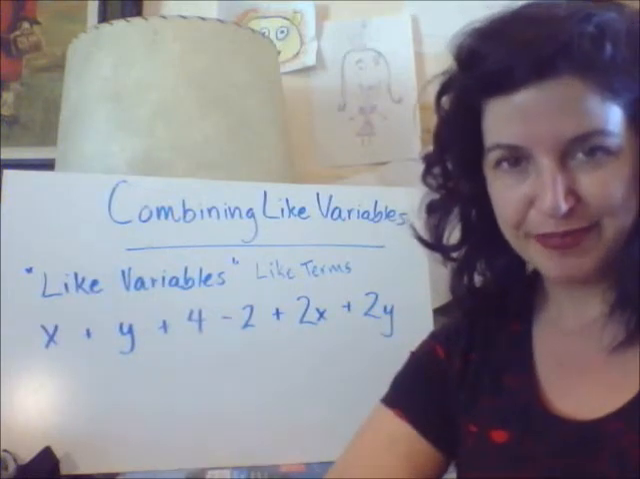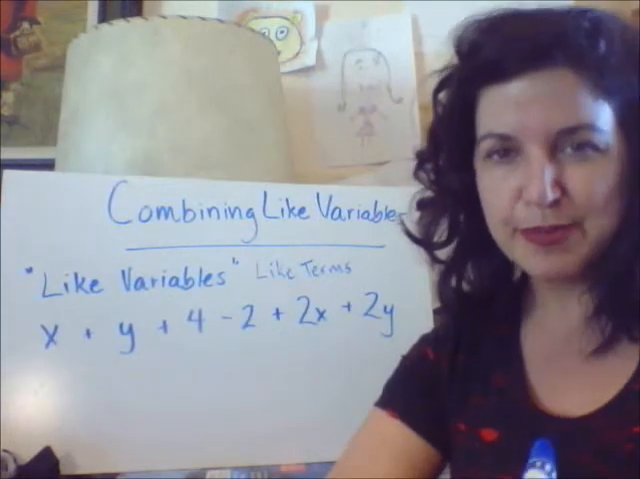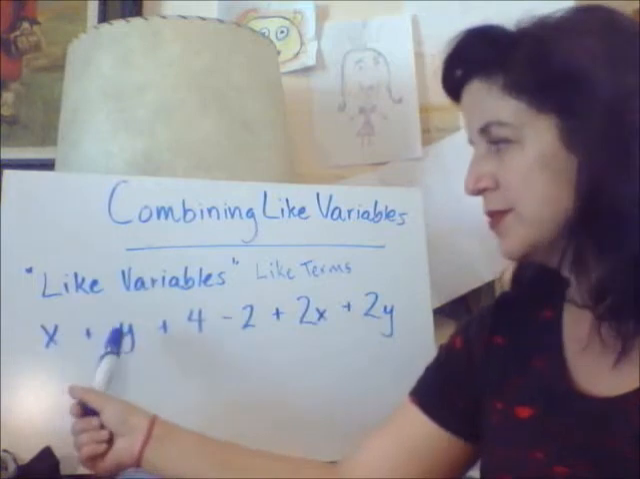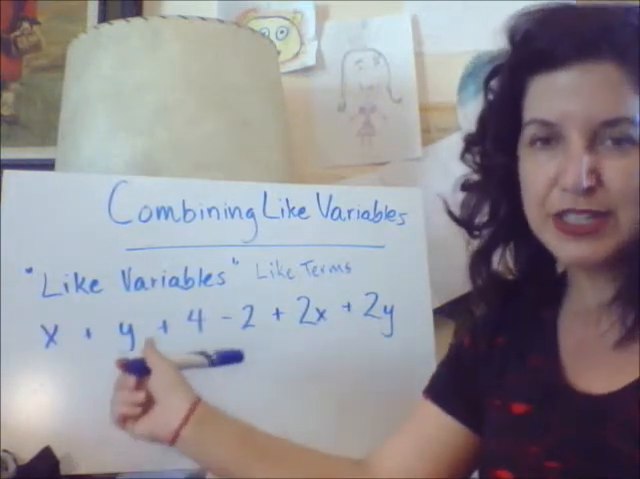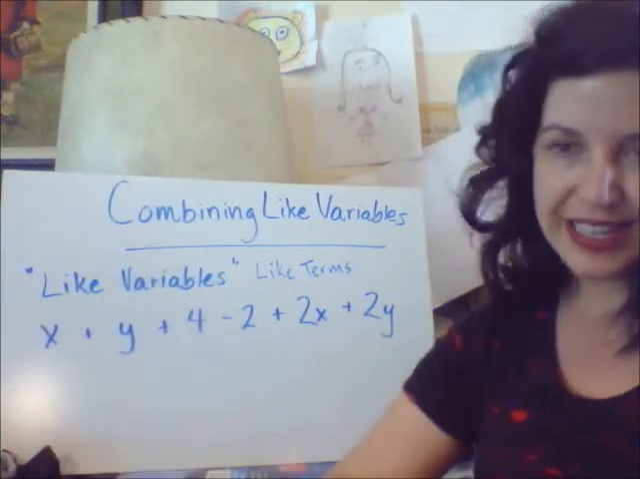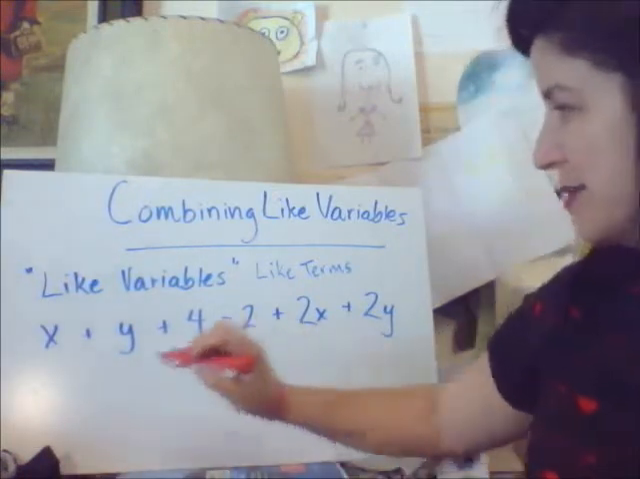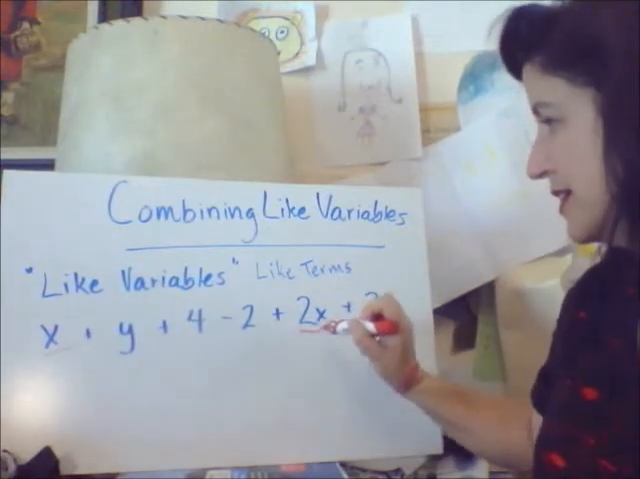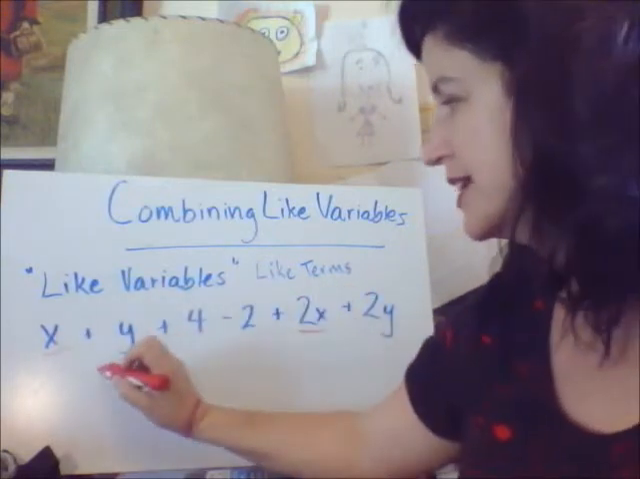easy to solve later. Okay, so let's look at what it means to say like variables or like terms. If you look at this one, we've got x plus y plus 4 minus 2 plus 2x plus 2y. Now we can neaten that up quite a bit, can't we? So let's identify some like terms. Let's start with our x's. We've got an x here, and we've got 2x here. So we can write that as 1, 2, 3x.